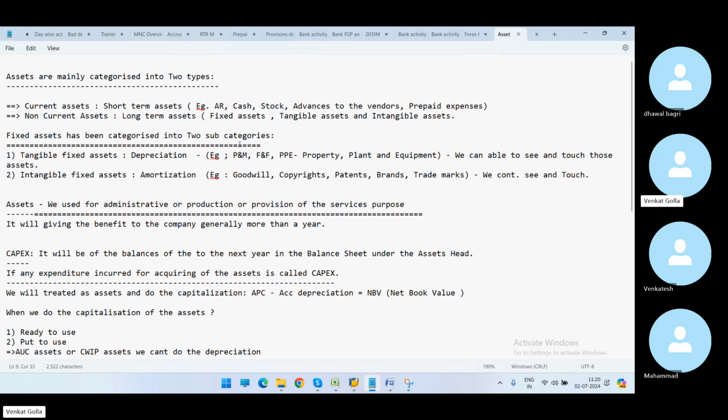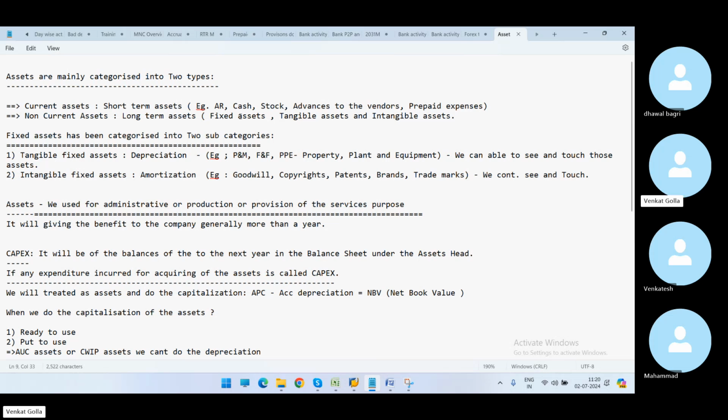Current assets all go to short-term assets. Examples are accounts receivable, cash, stock, advances to vendors, and prepaid expenses. All of these go to current assets. This is what we call short-term assets. The second category of assets is non-current assets. Under the non-current assets category, we have fixed assets. These long-term assets we can also divide into tangible and intangible assets.